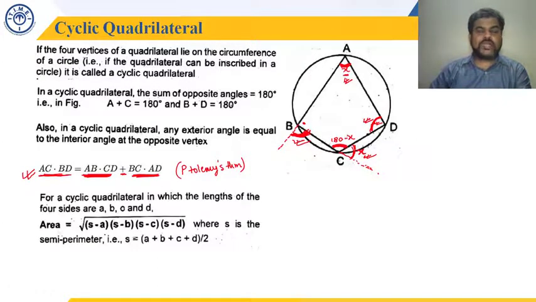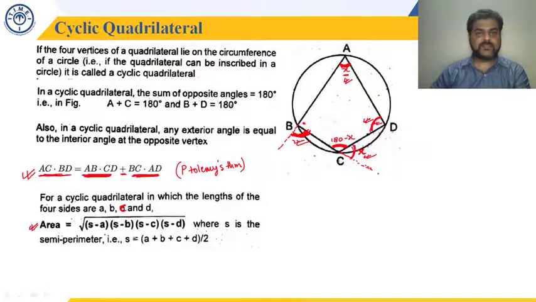For finding the area of a quadrilateral, you apply this formula. This formula is somewhat similar to Heron's formula, so it will be easier for you to remember. If the lengths of the four sides are A, B, C, D, then the area is given by the square root of (S minus A) into (S minus B) into (S minus C) into (S minus D). And what is S? S is nothing but the semi-perimeter, so the sum of all the sides divided by 2.